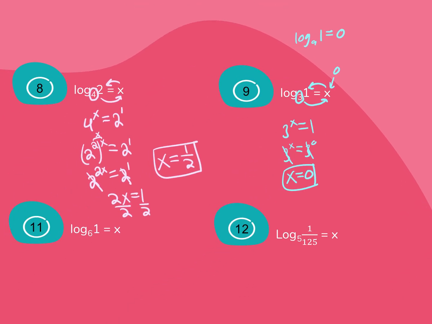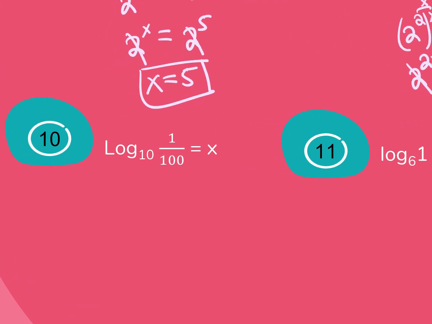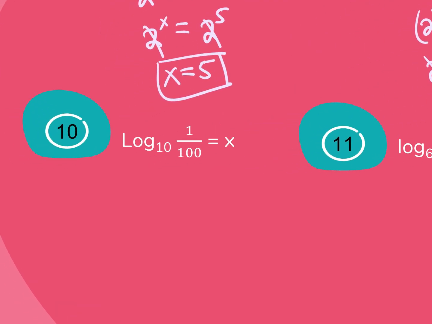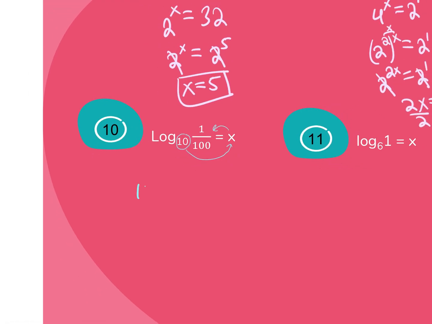All right, let's try the same things with the next one. Same exact thing. I have a log base 10, and I'm going to raise that to the power of x and then set it equal to 1 over 100. All right, so I have 10 to the x equals 1 over 100.